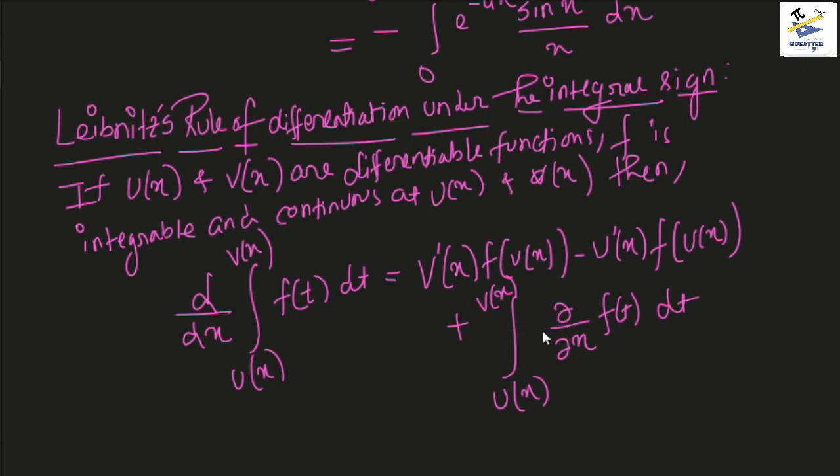So the limits remain same, but what you do is you differentiate the function f of t with respect to the variable which we were differentiating the original integral with. That is why this is called a dou sign. It's called dou x instead of d dx, because it's a partial differentiation sign. And in partial differentiation, we treat the function as just the function of the variable which we are differentiating with, and everything else remains constant. So if f of t, let's say it's a function of two variables t and x, then t would act as a constant here, right?